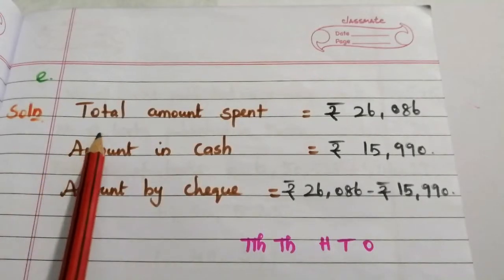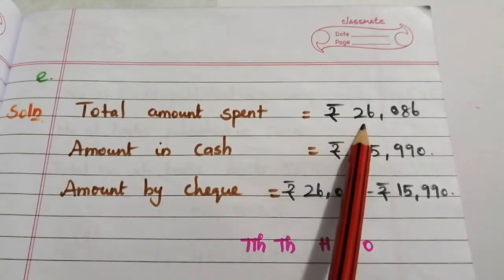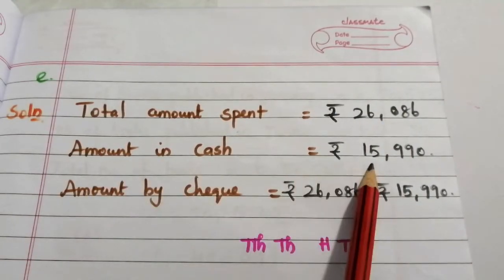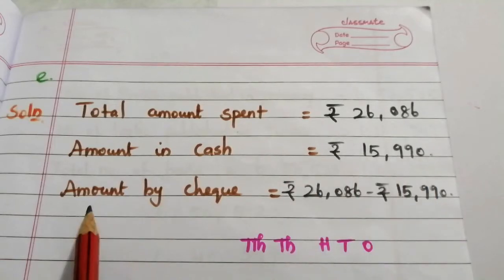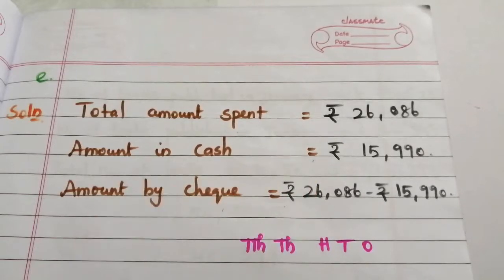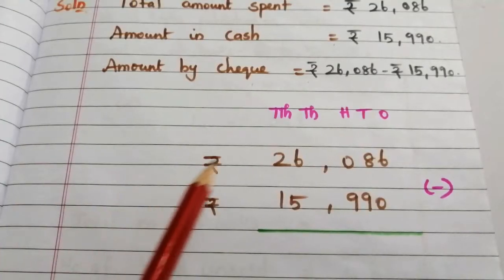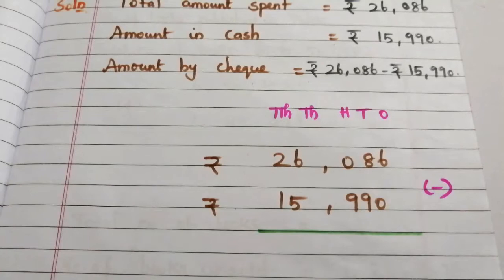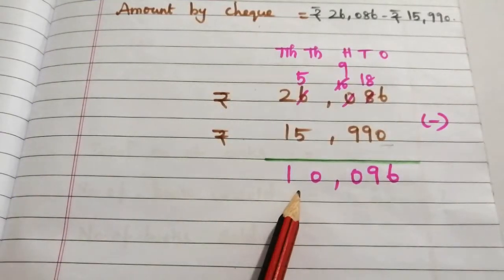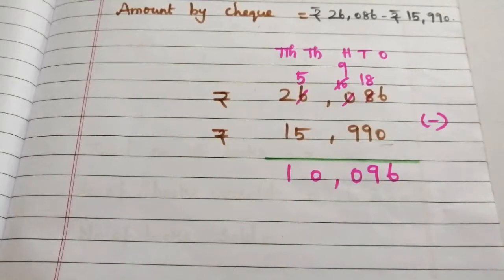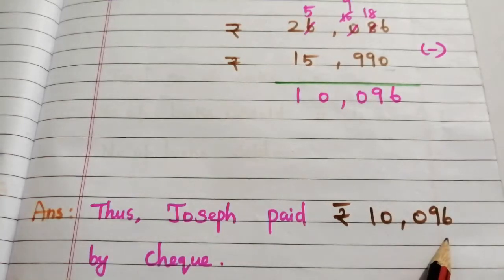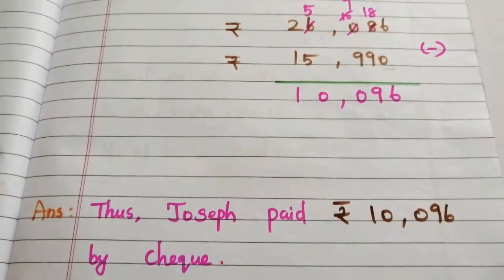So our first statement is total amount spent is equal to rupees 26,086. Amount in cash is equal to rupees 15,990. So amount by check is equal to this minus this amount. So first we write these two numbers vertically, then start subtraction from ones place. So after subtraction we get 10,096 rupees. Thus Joseph paid rupees 10,096 by check.